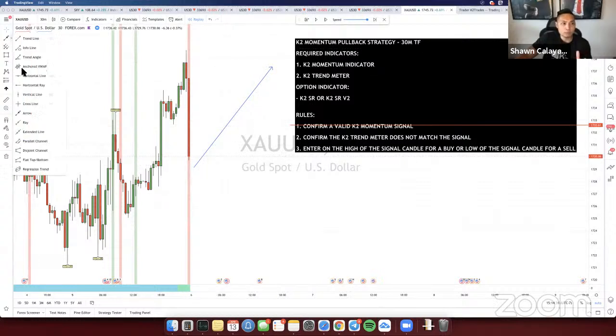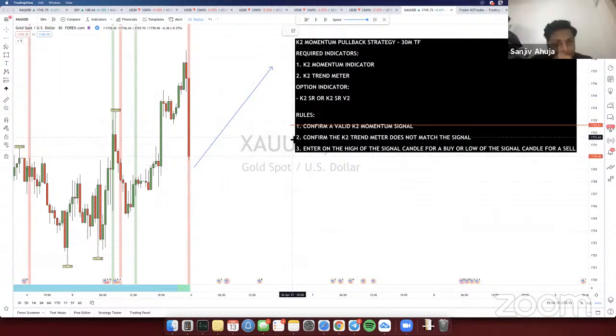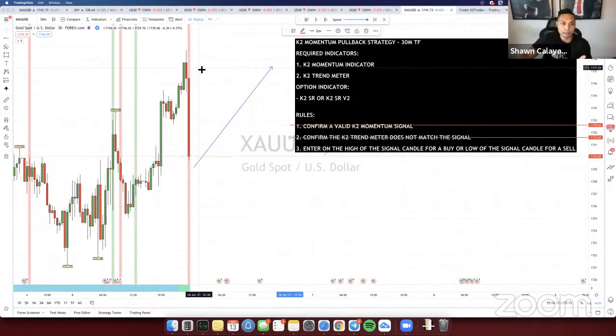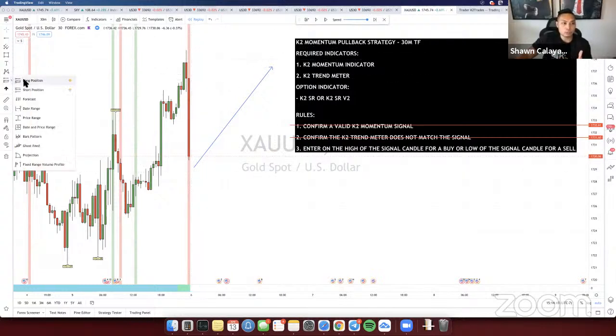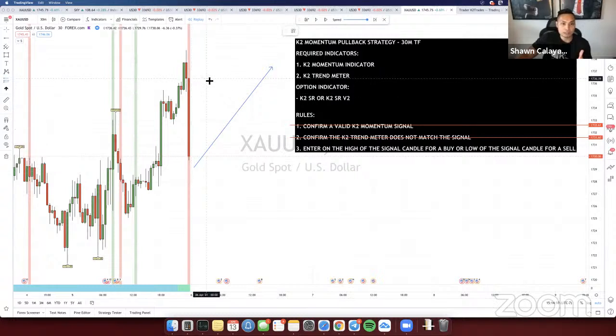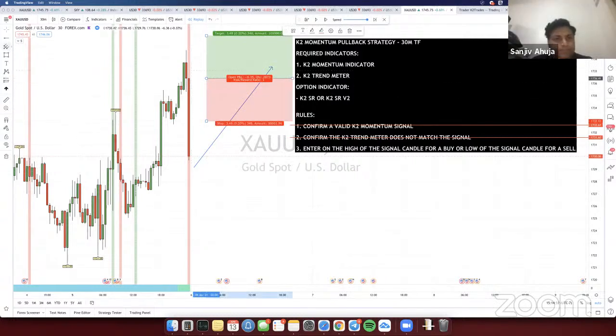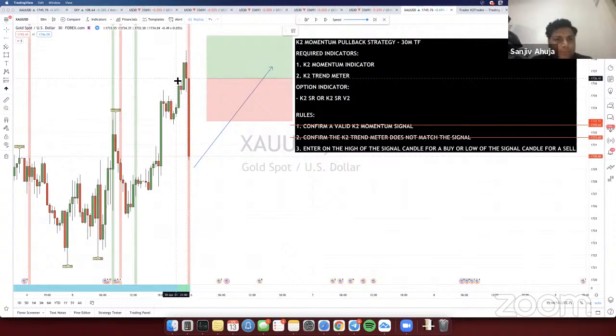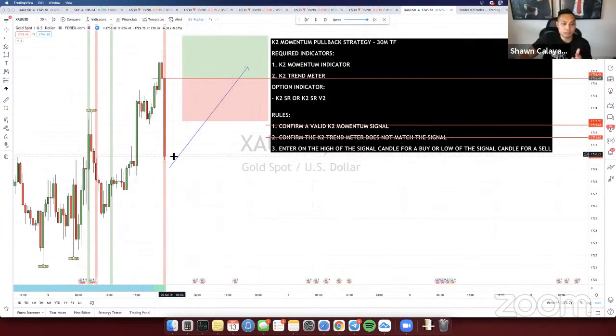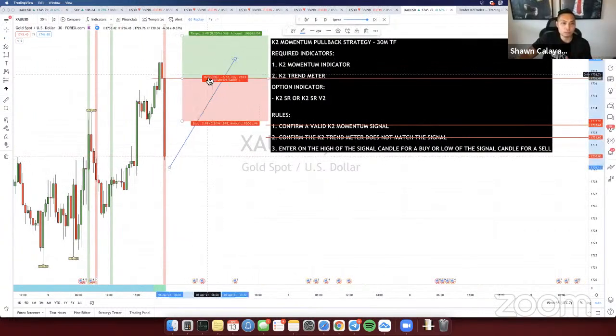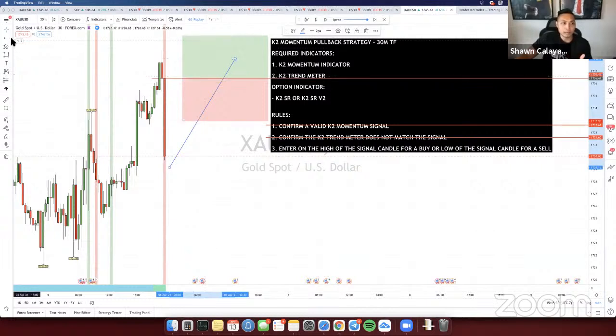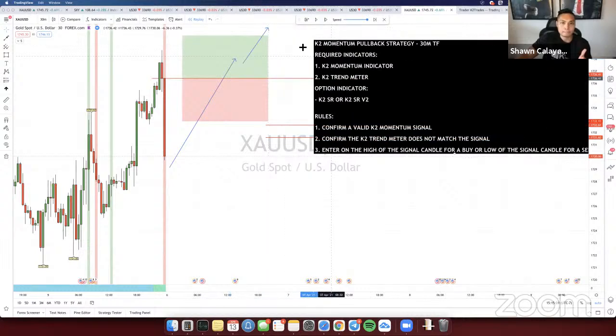And once these two requirements have been met right here, you're going to enter on the high of the signal candle, since we're going for a buy, right? Because we want to trade in the direction of the trend. So since we think price is going to go back up, we're going to put a buy position at the high of this right here. Because what we're anticipating is, as price continues to go up, it's going to automatically fill your order. And then we catch the momentum as it swings up to our full TP.